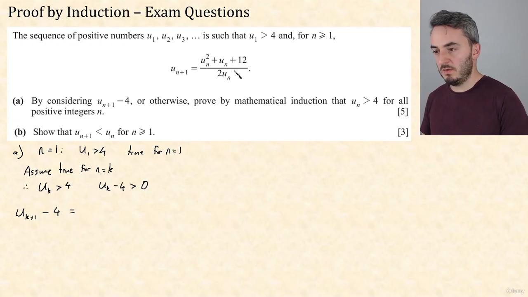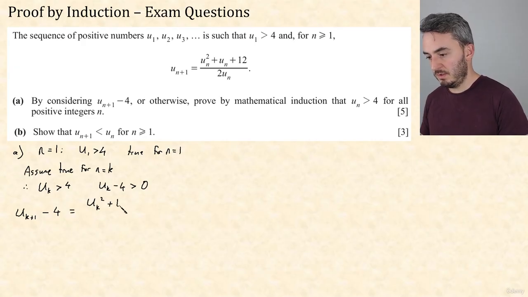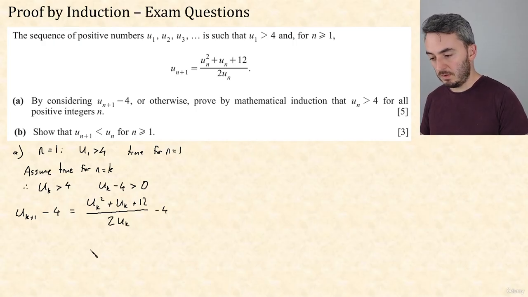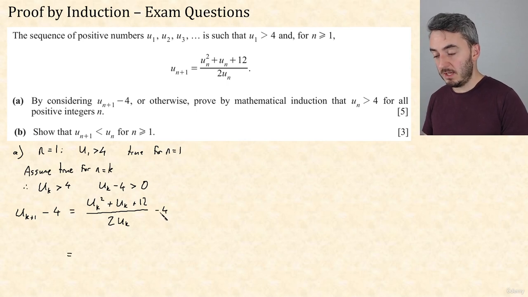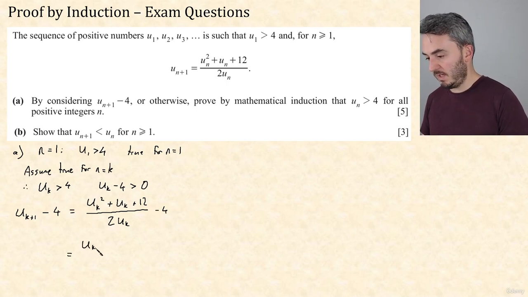So what is it? Well, using this definition here, it's uk squared plus uk plus 12 all over 2uk, and a minus 4. It's going to be much easier if this has a common denominator. So I can just express that as 8uk over 2uk. So that gives me uk squared plus, well, it's this plus the, no, minus the 8uk from there. So that's minus 7uk plus 12 over 2uk.